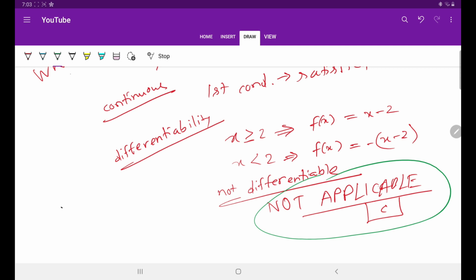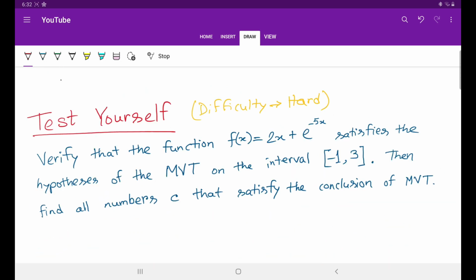So that was pretty much about this topic, and now I have something for you so that you can test yourself. Okay. Yeah, this one is for you to do on your own. So remember that the difficulty level is what? This is hard. Yeah, you can figure it out, and don't skip the video. I encourage you to pause the video here and try it yourself. So yeah, try it.